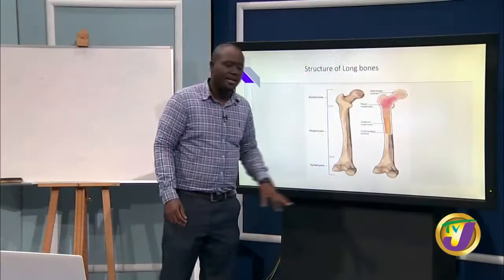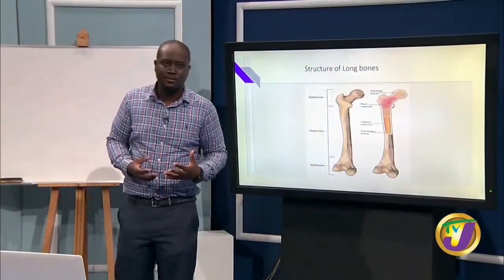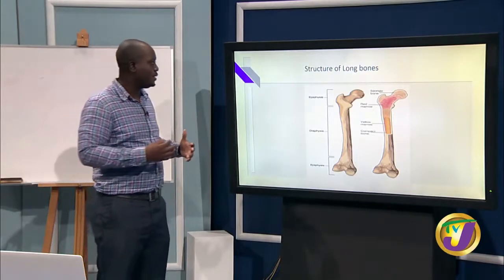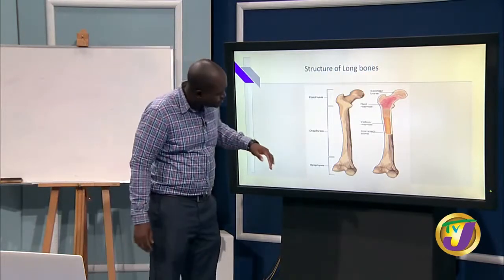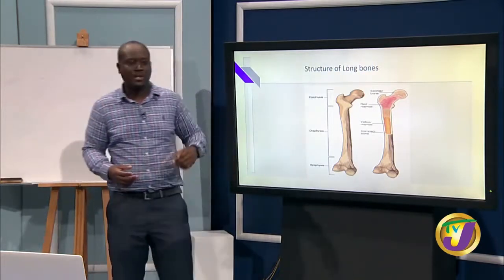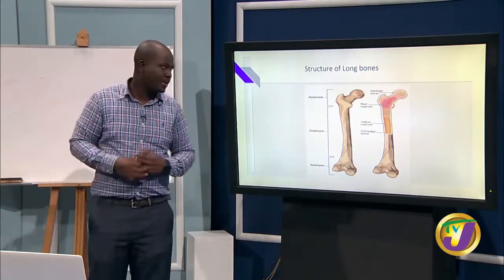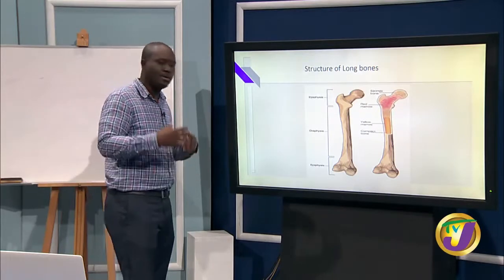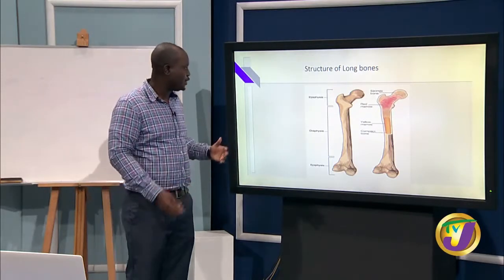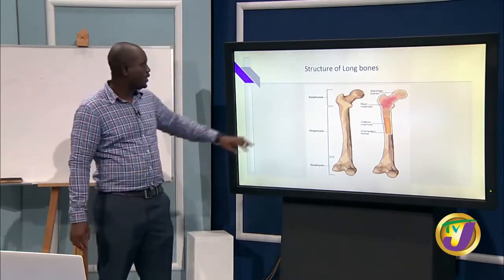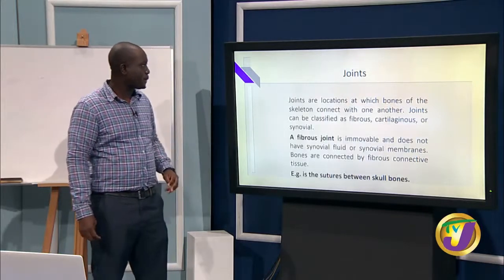So bone is actually a living tissue. If you notice bones, you also have small holes where blood vessels actually enter the bone. Because bone is living, it needs nutrients, oxygen, and so forth, and it also needs to remove waste products as well. So bone is a living tissue.